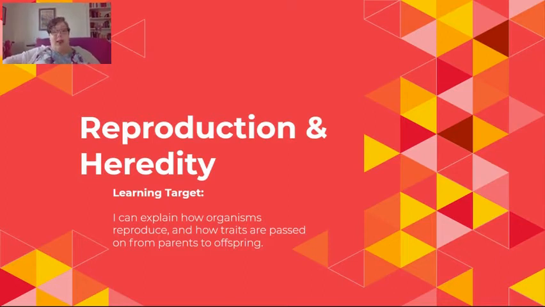So, this is going to be another fairly large chunk of information because this week we're getting into the other big key that lets us talk about the interesting aspects of how it is that organisms come to look the way they look. So, to be able to really discuss that, we've got to talk about reproduction and heredity. By the end of this lesson, you're going to be able to explain how organisms reproduce and how traits are passed on from parents to offspring.